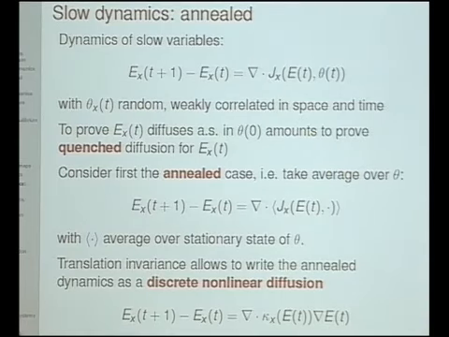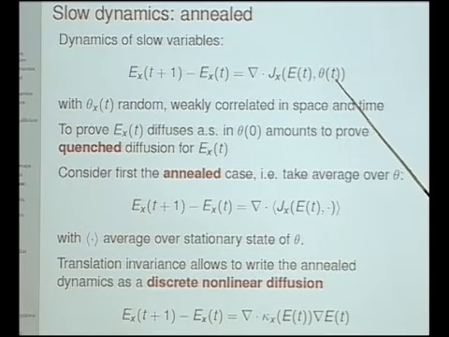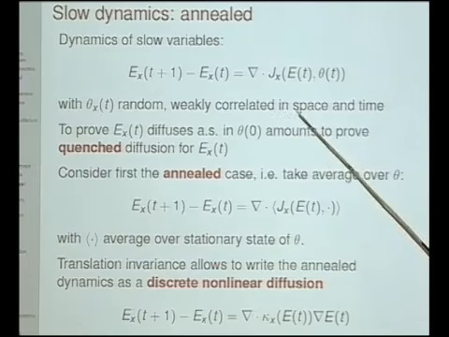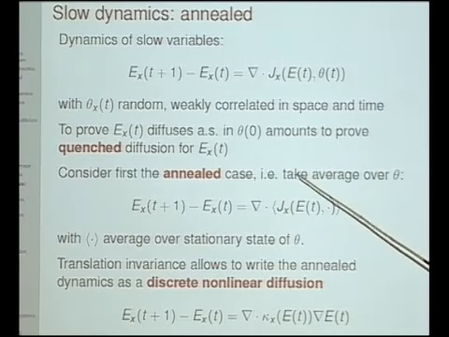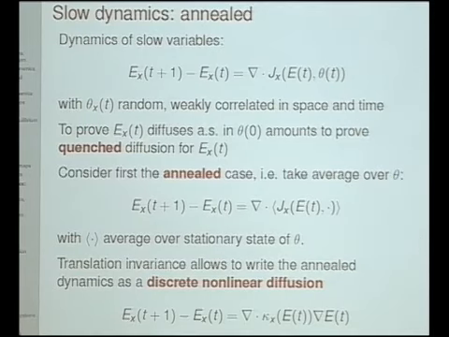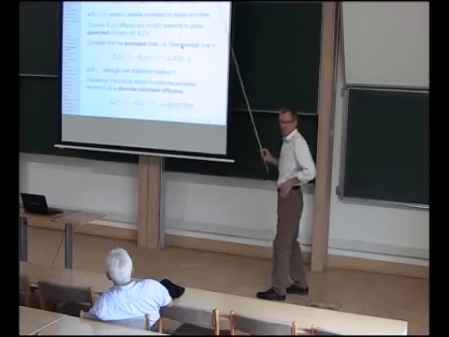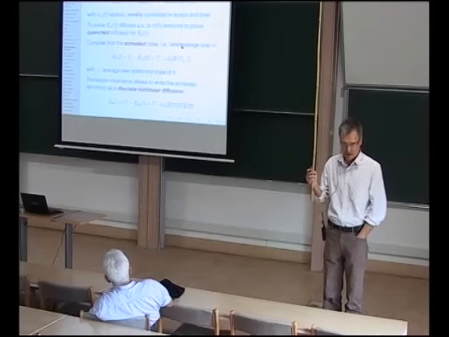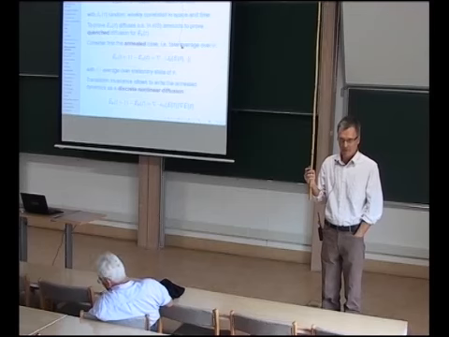Here is my dynamics of the slow variables. Let me write it like that. E at time t plus 1 minus E at time t is the divergence of this current. So what we have is that these thetas are weakly correlated in space and time. I view them as random variables now. So if I want to prove that these energies diffuse, almost surely in the initial condition, it's the same thing as proving quenched diffusion for this. So I have randomness, and I want to prove a quenched diffusion. Namely, I pick my randomness, I fix it once and for all, and with probability 1, I then have diffusion in the random environment.